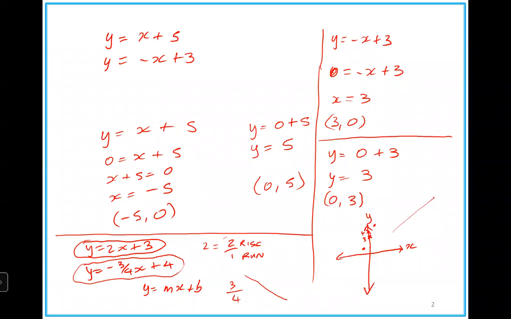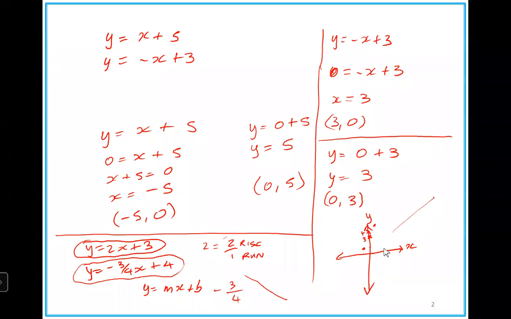means you're going to go down 3 and move across 4. Anytime it's negative, you move down. So you're going to count 3 places down. Your rise will be downwards instead of upwards. And then you're going to move 4 places to the right.